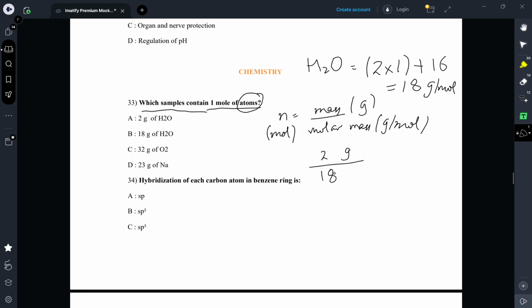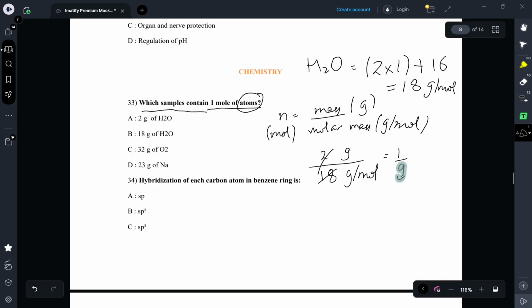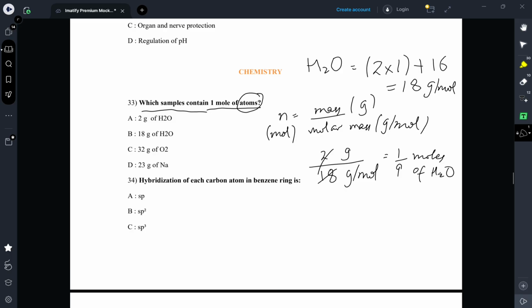So divide by 18 gram per mole, you get 1 over 9 moles. But remember, these are 1 over 9 moles of H2O molecules. As you know, they asked us for atoms, and in one molecule of H2O we have three atoms, 2 atoms of hydrogen and 1 atom of oxygen.